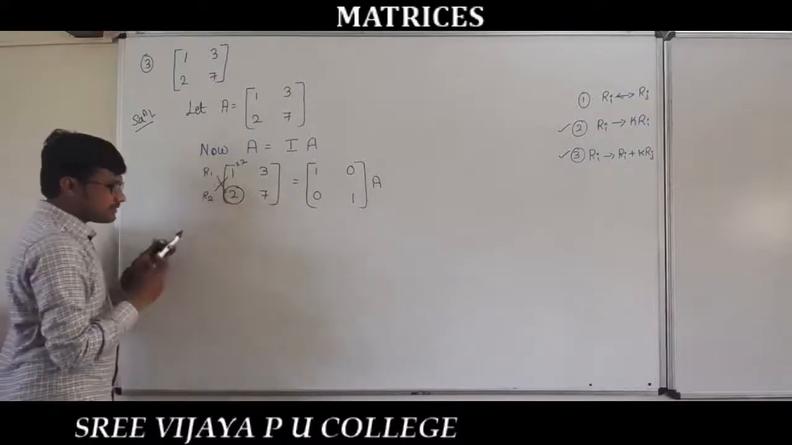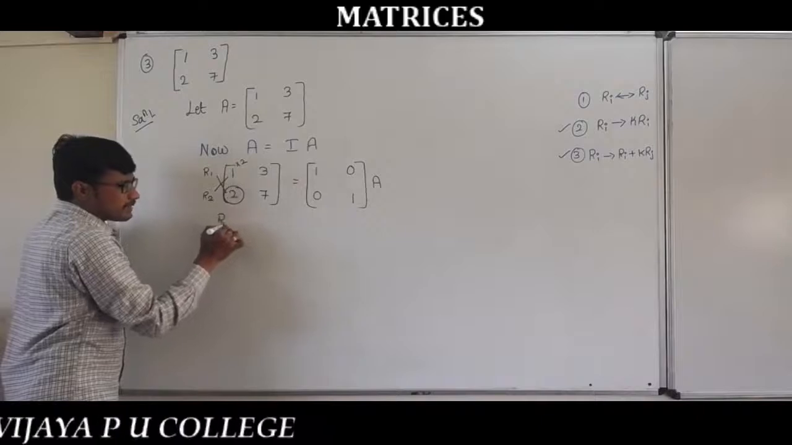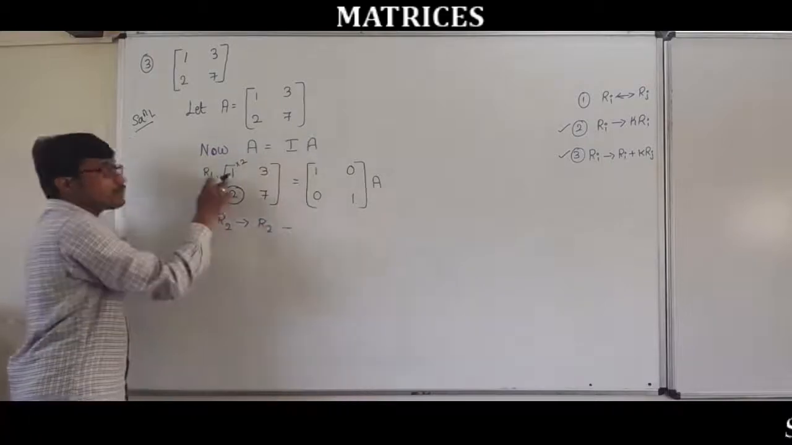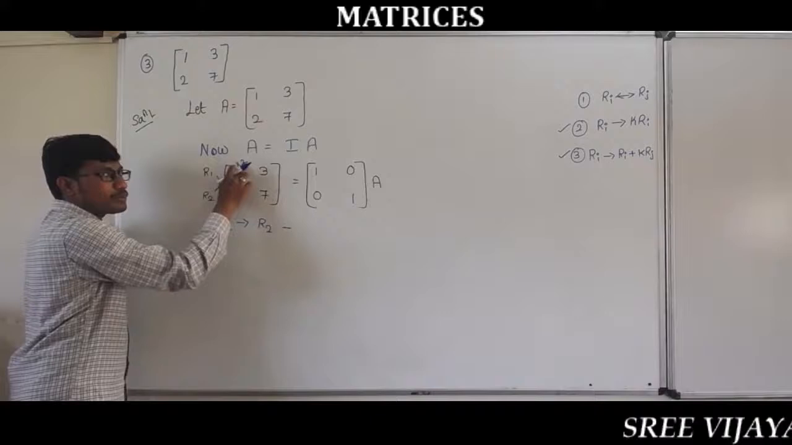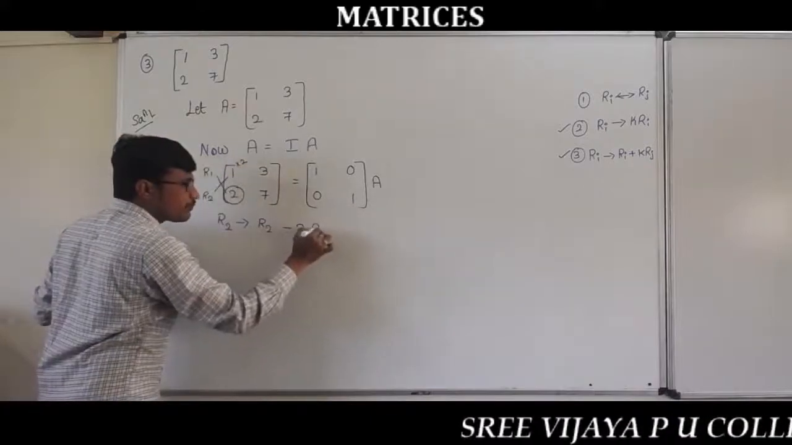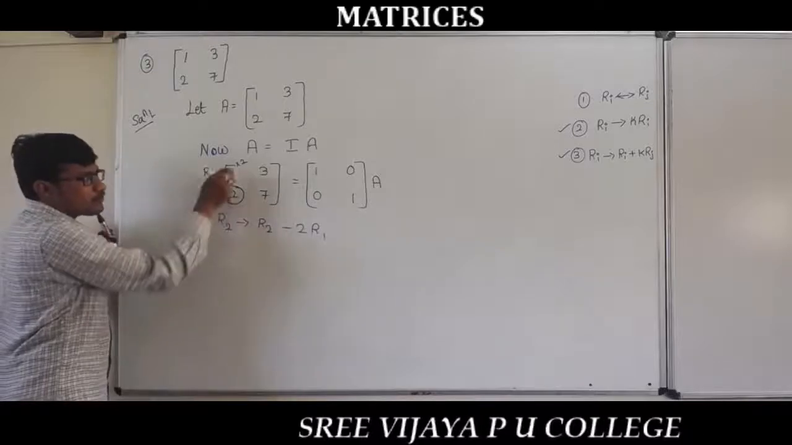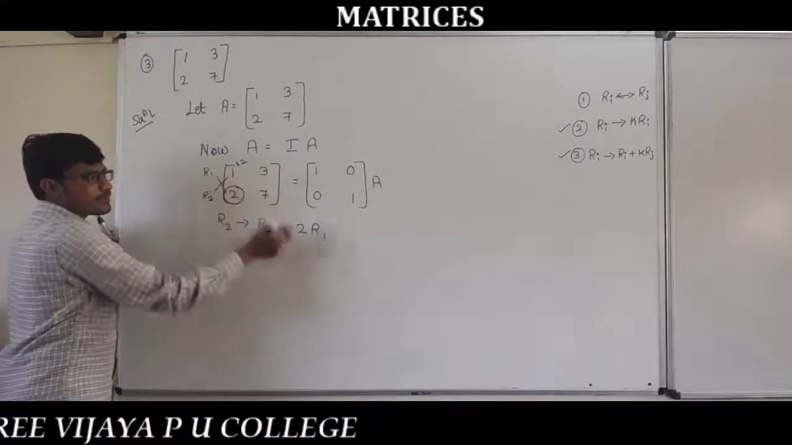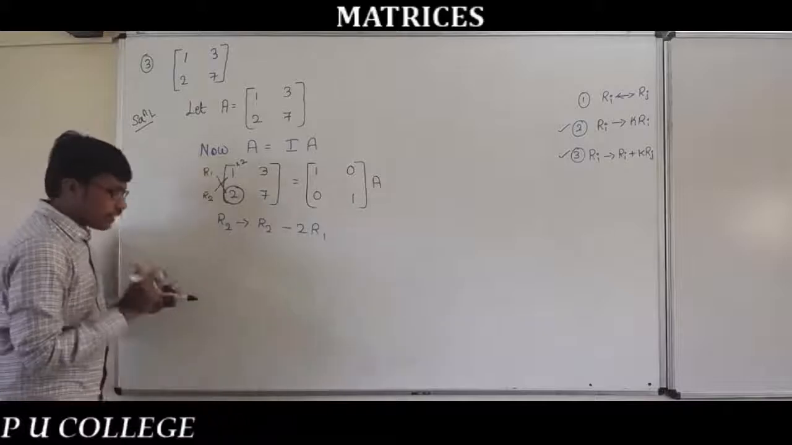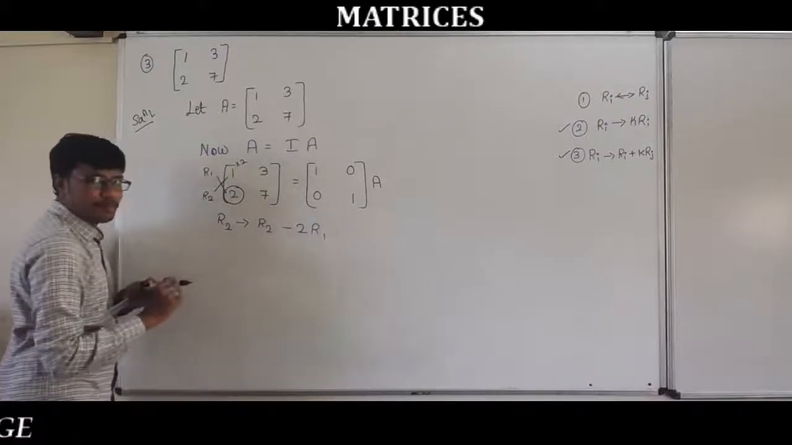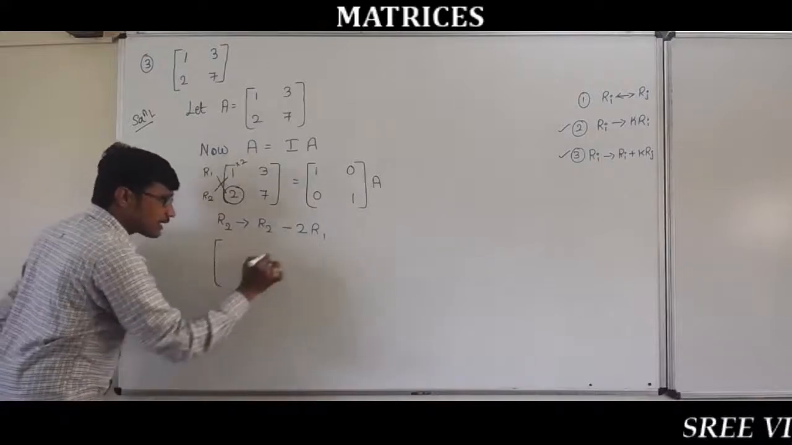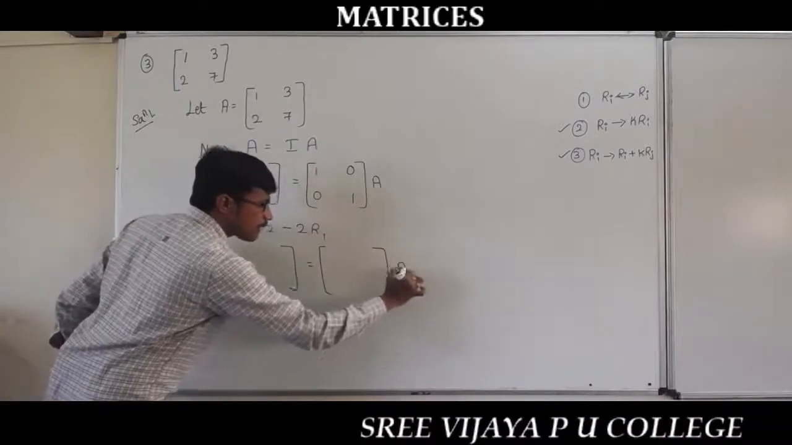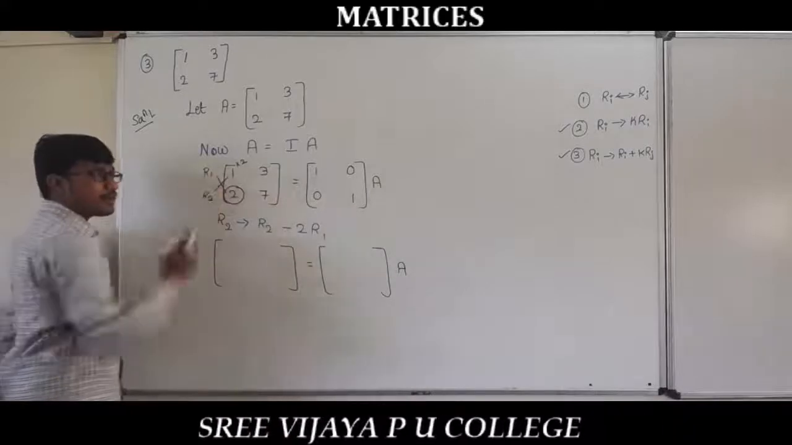Now this 2 is in the second row, so we subtract 2 times the first row element from it. That is, R2 becomes R2 minus 2R1. This and 2 times of this element are both the same, so we get 0. It is just simple logic here. According to this elementary operation, which row will change? The second row will change, and the first row will stay as it is. So for the matrix A, R2 will change and R1 stays as it is.